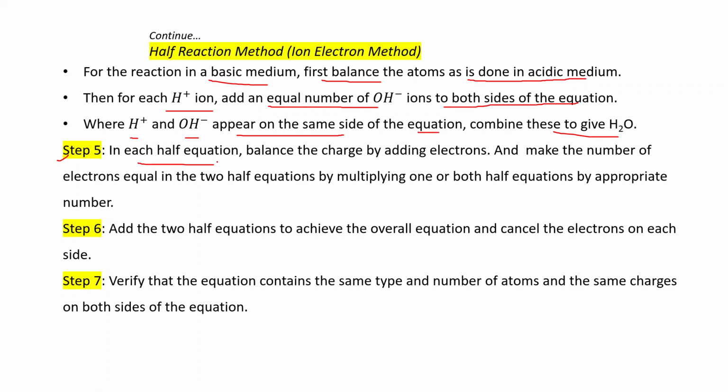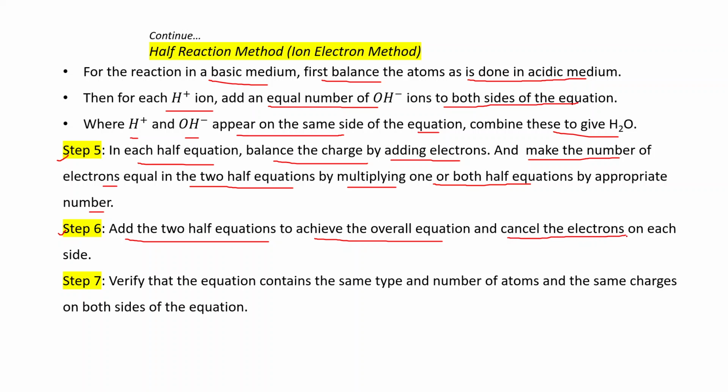Step 5. In each half equation, balance the charge by adding electrons, and make the number of electrons equal in the two half equations by multiplying one or both half equations by an appropriate number. Step 6. Add the two half equations to achieve the overall equation and cancel the electrons on each side. And last step, step 7, verify that the equation contains the same type and number of atoms and the same charges on both sides of the equation.